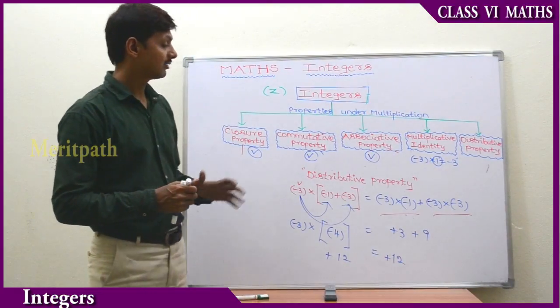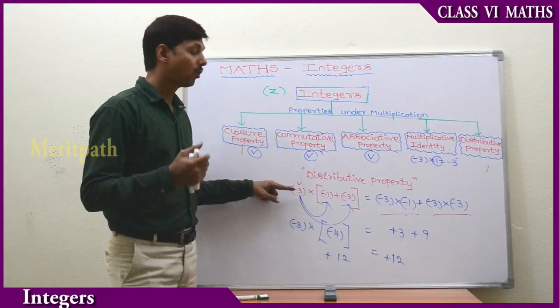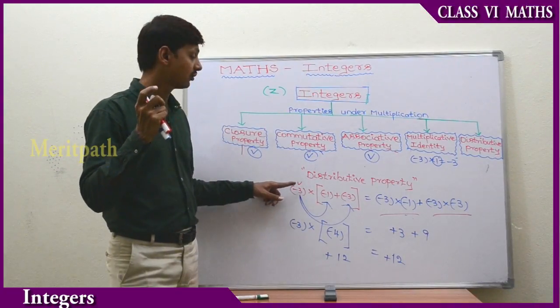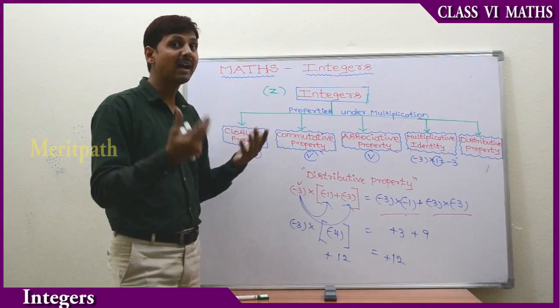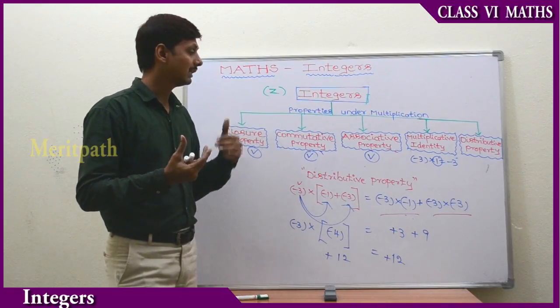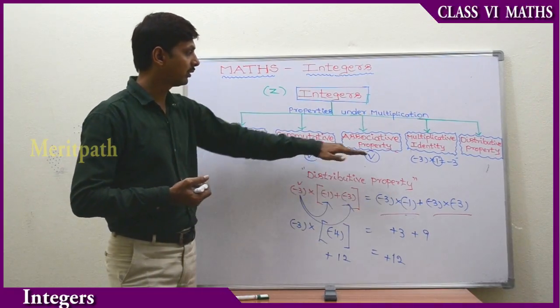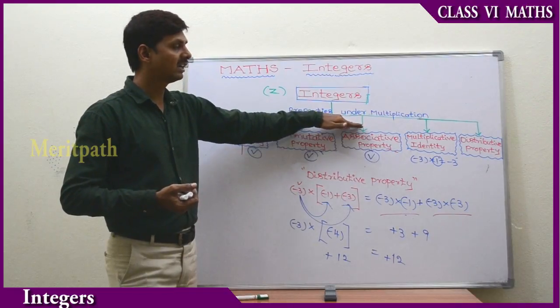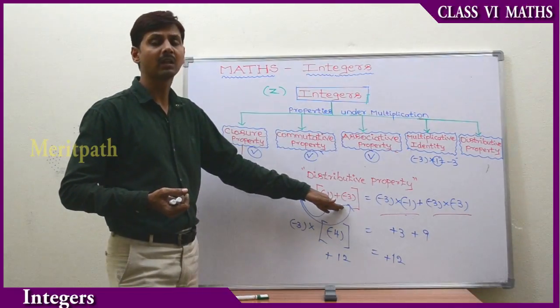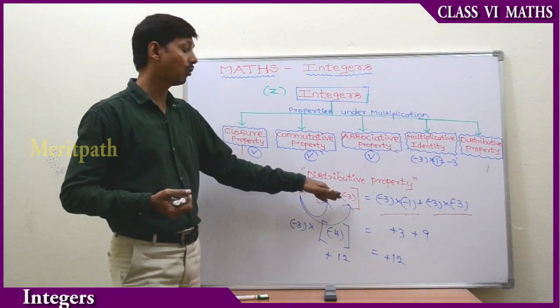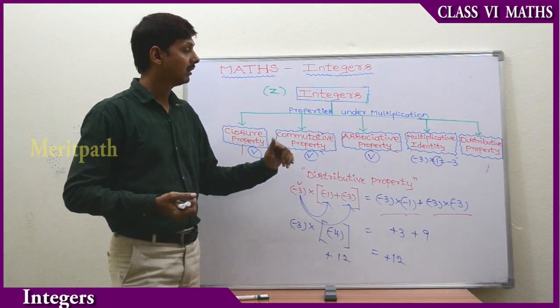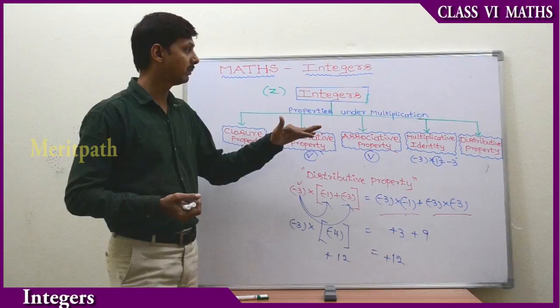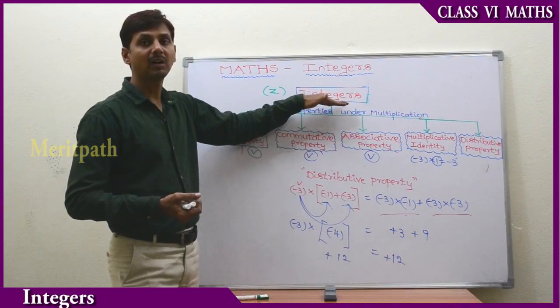So this is called distributive property. One of the numbers is distributed among two or more values, so we say that it is a distributive property. Distributive property of multiplication. This is multiplication over addition. Also we can do multiplication over subtraction. So multiplication over subtraction, that is distributive property, is applicable for integers.